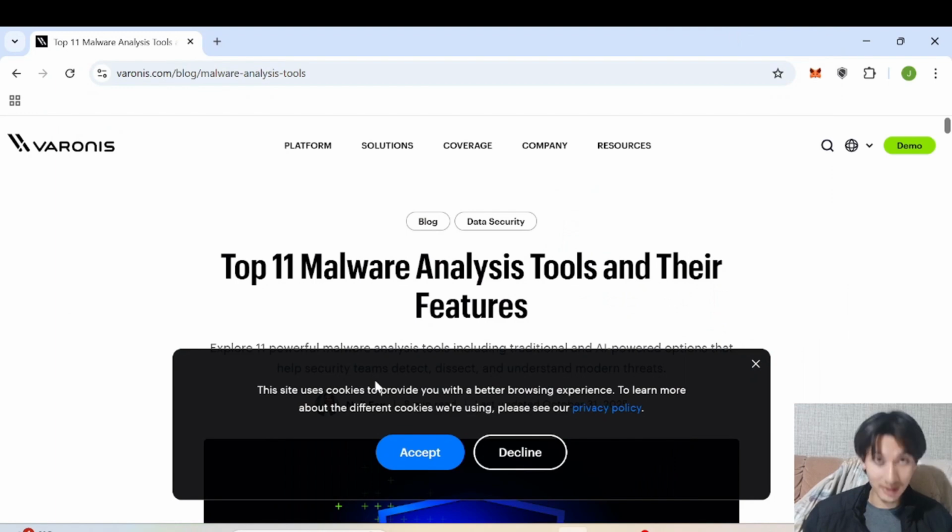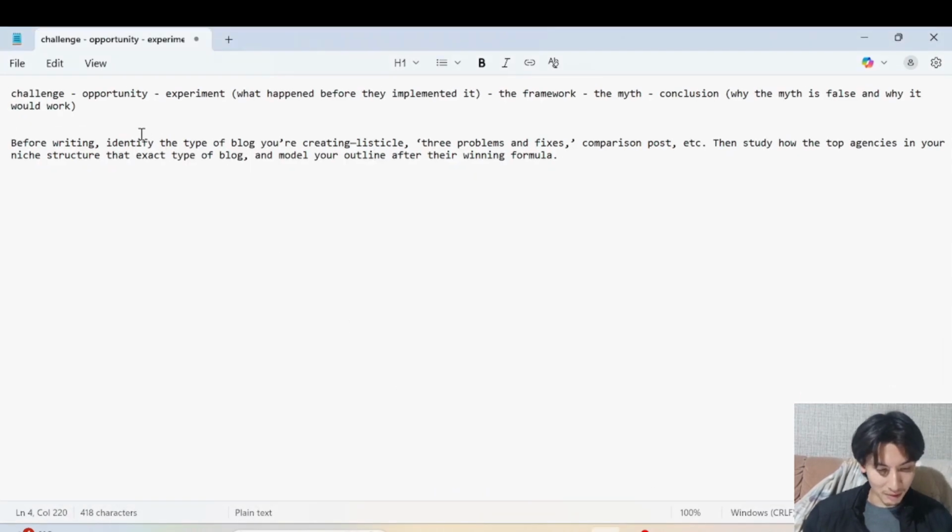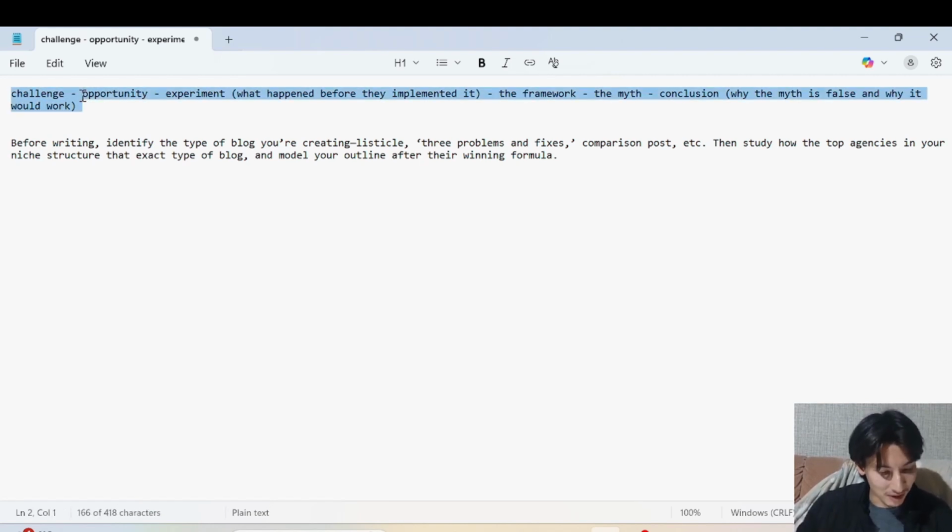Okay, so the main outline that I like to follow on most blogs that tell a story a little bit is this outline right here, because it goes into the challenge. What's the primary pain point? You want to hit on the pain point and build on it a little bit. Well, what's the opportunity? How are we going to solve this pain? And what's the experiment? What did we try before we implemented the real solution, and how did it fail?